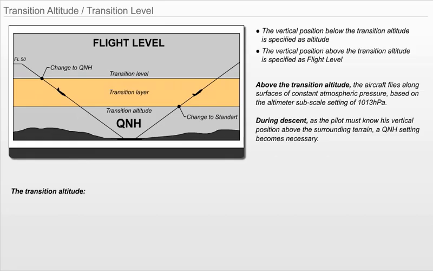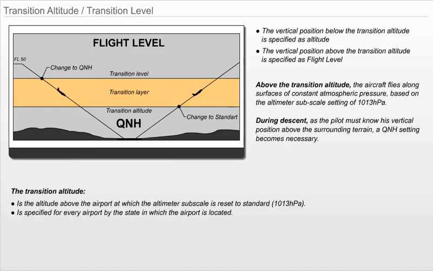The transition altitude is the altitude above the airport at which the altimeter subscale is reset to standard 1013 hectopascal. The transition altitude is specified for every airport by the state in which the airport is located. However, there can also be a general transition altitude for a whole state specified, such as the USA.